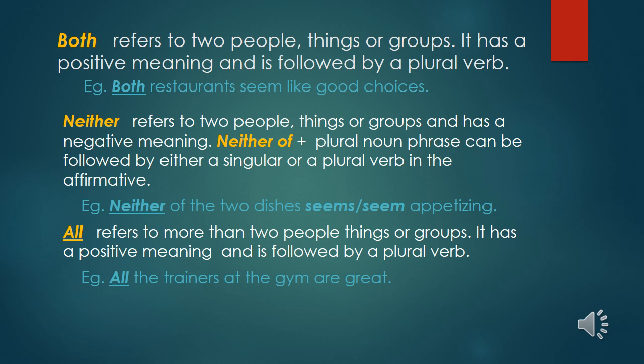All refers to more than two people, things, or groups. It has a positive meaning and is followed by a plural verb. Example: all the trainers at the gym are great.